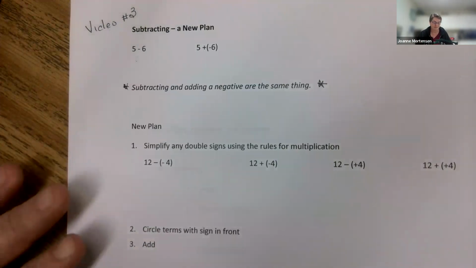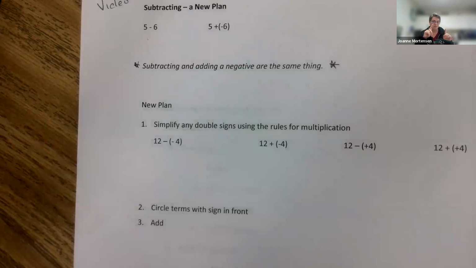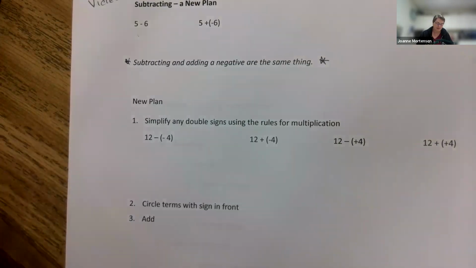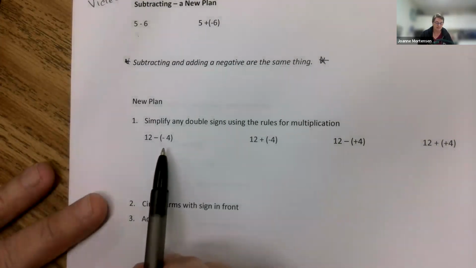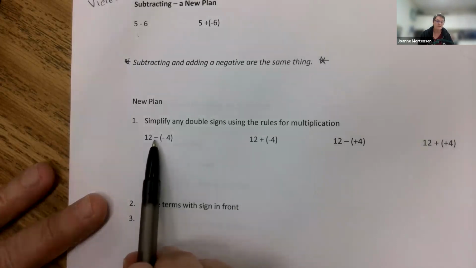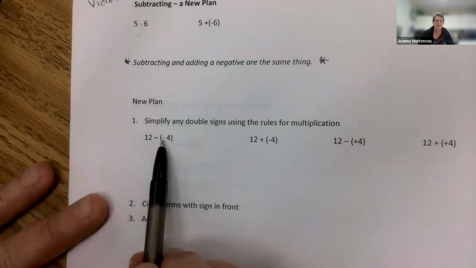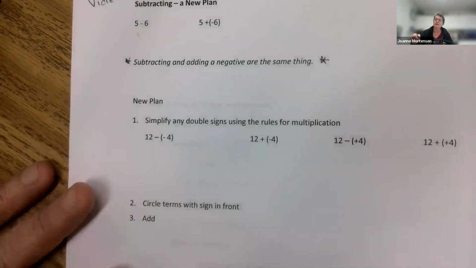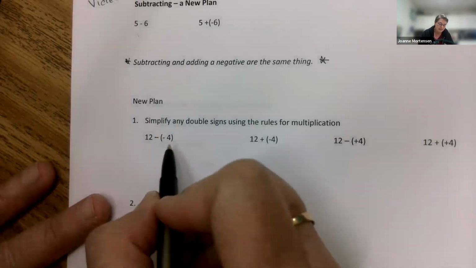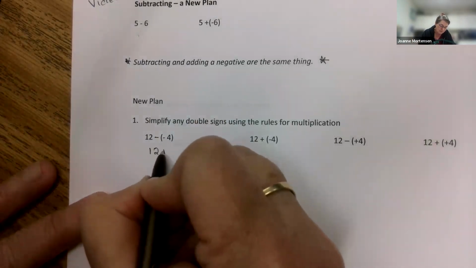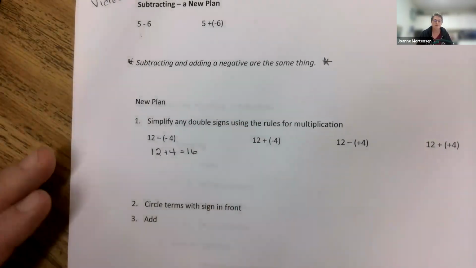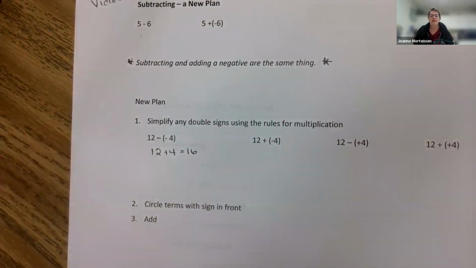Check this out. Number 1 is we're going to simplify any double signs that we find. And this is what I mean by double signs. I think you can see clearly this is the subtract sign and we're subtracting -4. But let's use the multiplication rules. A negative times a negative is a positive. So this just becomes 12 plus 4 and we're done. And whoops, no, we're not done. 16, ta-da. There we go, right?